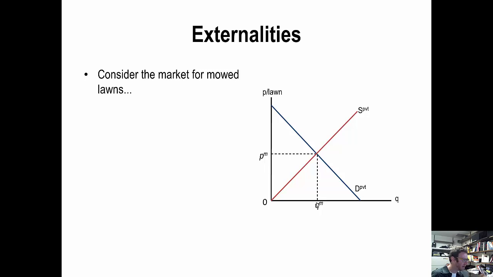If I mow my front and backyard, it doesn't really generate any external cost. So let's ignore noise pollution and the pollution that a gas-powered lawnmower might produce. Let's assume that those are nil. Okay, so let's assume that the external costs of mowing one's yard are relatively small, in fact zero, so that the supply curve for society is equivalent to the private supply curve.